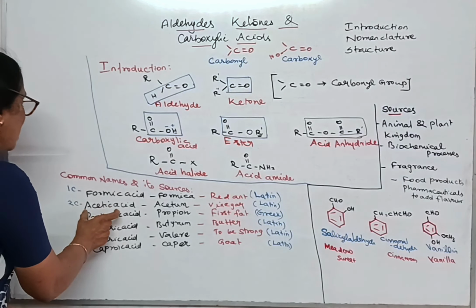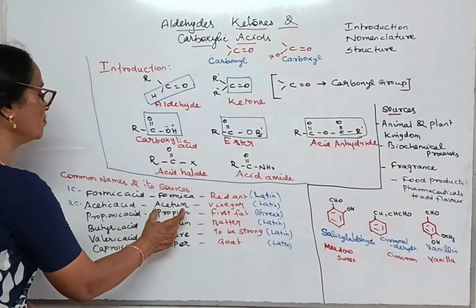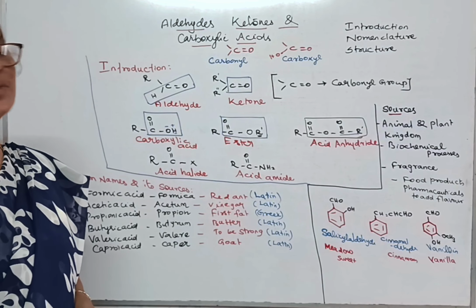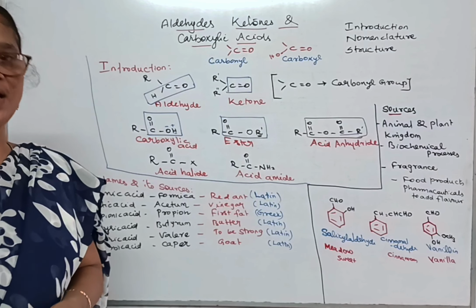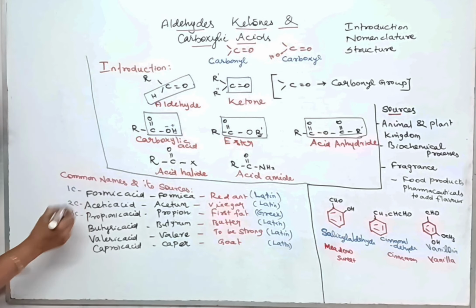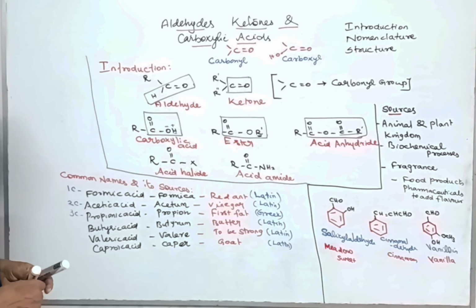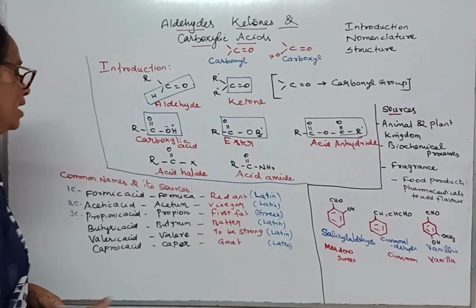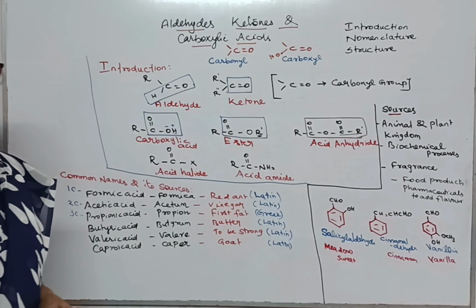That term acetic is derived from acetum. Acetum is also a Latin word. Acetum is nothing but vinegar. The next one, propionic acid, in which the carboxylic acid contains 3 carbon atoms, where propion belongs to the Greek term that means the first fat.